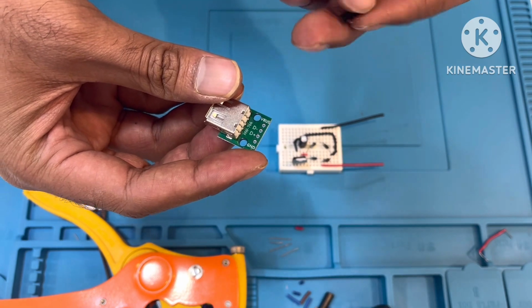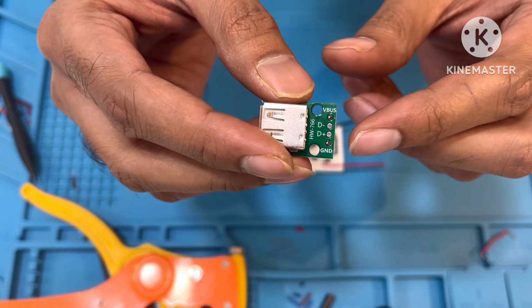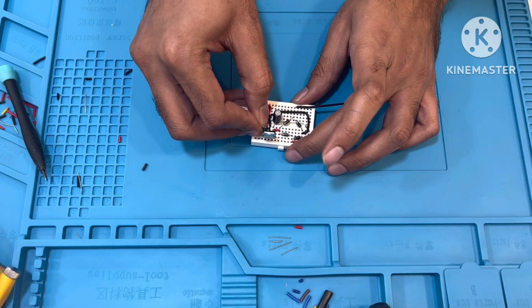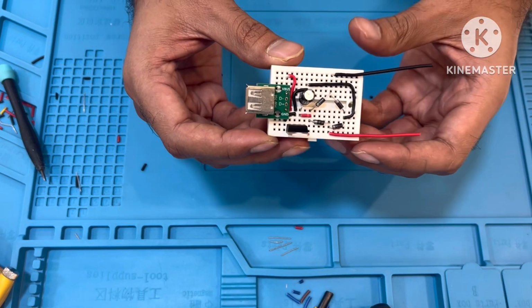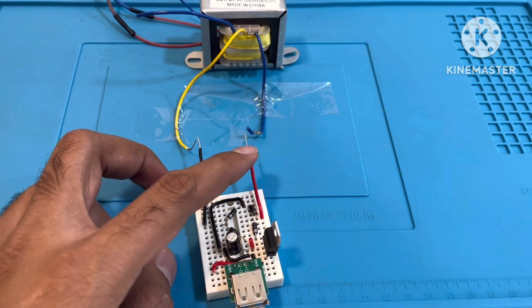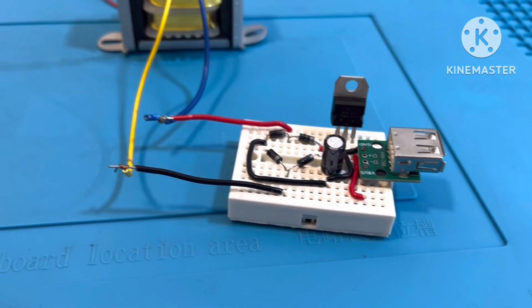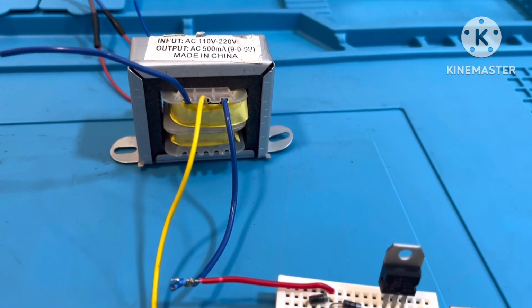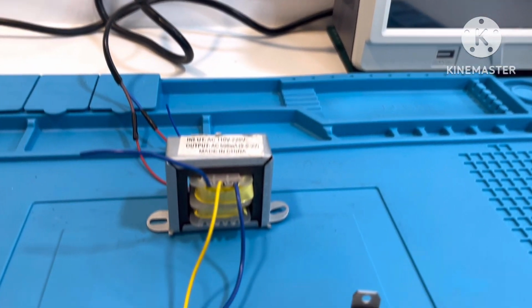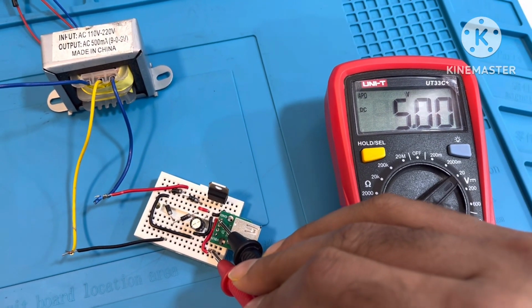Adding a USB female connector so that I can charge my phone. I will use only the ground pin and the voltage bus pin. So connecting all the stuff is done. Now I will add the circuit to the transformer. So here it is. I'm getting constant 5 volt DC.